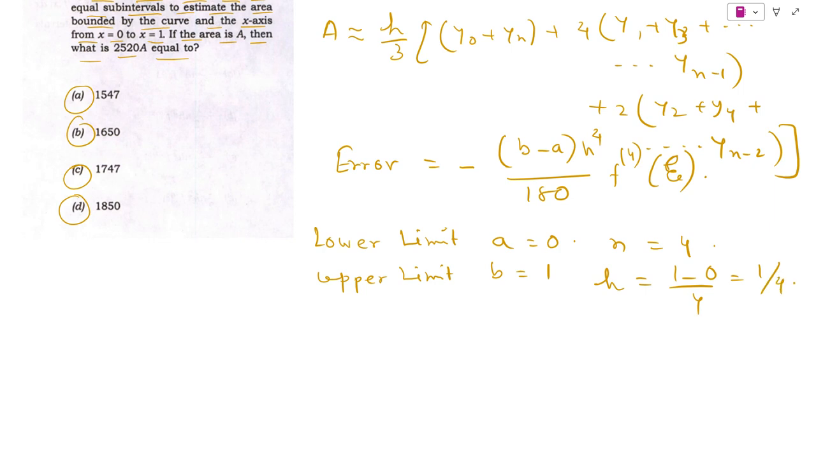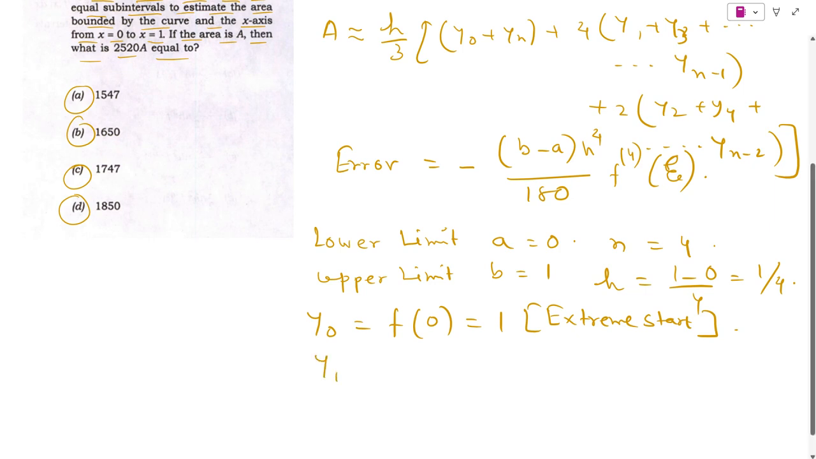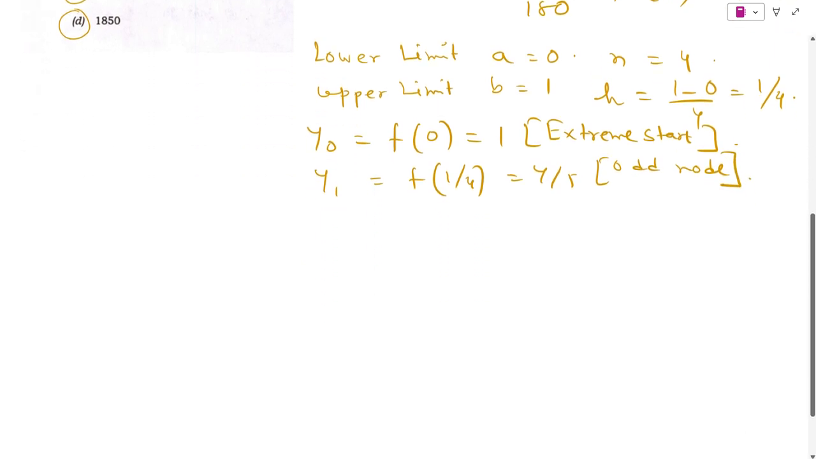So let's line up our ordinate tags cleanly. y0, this is f of 0. This is 1. That is the extreme start. Okay. And then y1, this is f of 1/4. So this is 4 by 5. This is odd mode. Now y2, this is f of 1 by 2. This is 2 by 3. That is the even internal load.